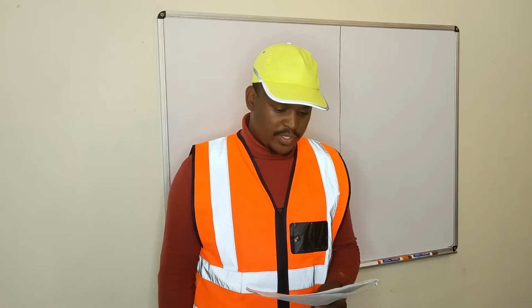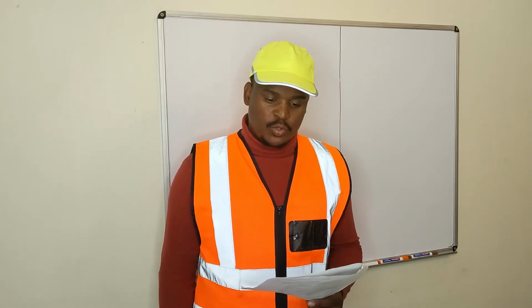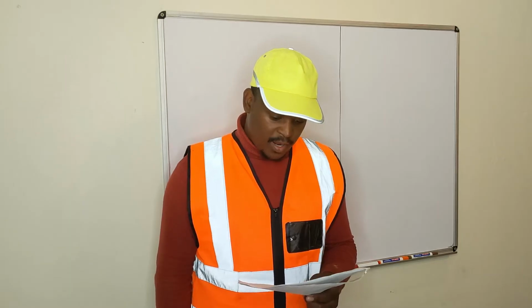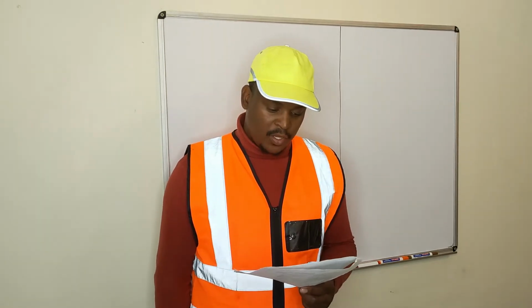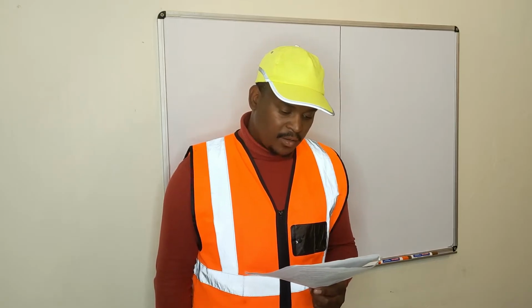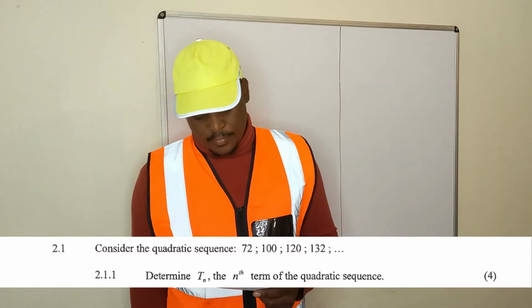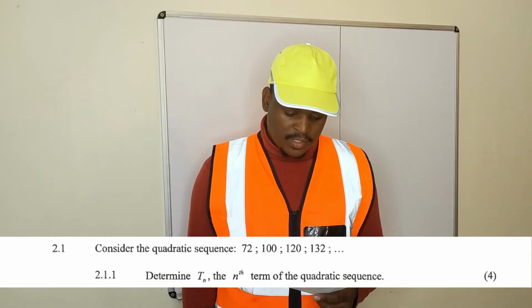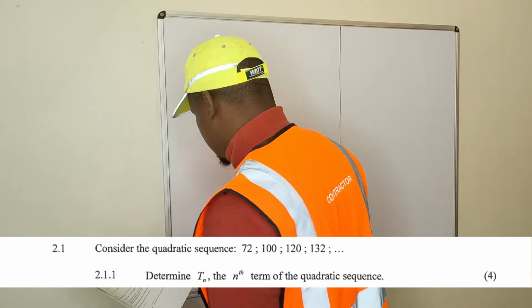So in this video, I'll be doing question 2 of the May-June 2021 question paper, Mathematics Paper 1. Question 2 has quadratic sequences. So I'll read the statement and then answer the questions that follow. So 2.1, consider the quadratic sequence that has these terms that I will write here.